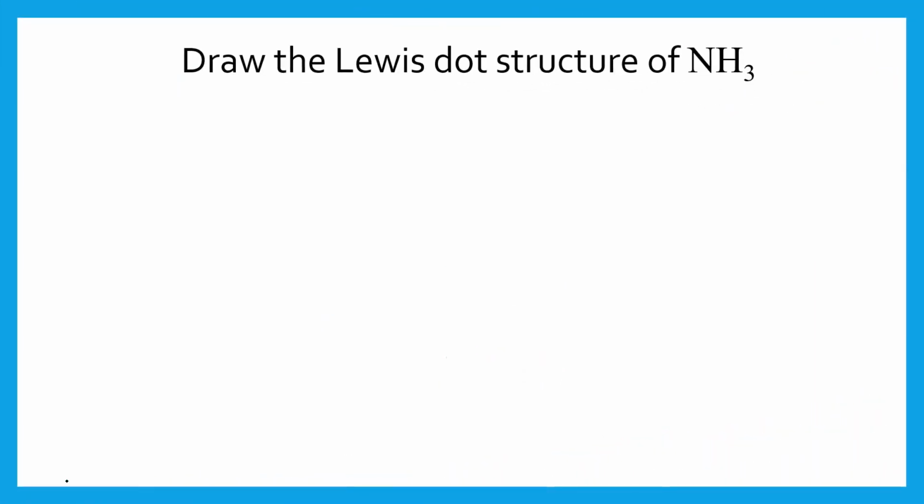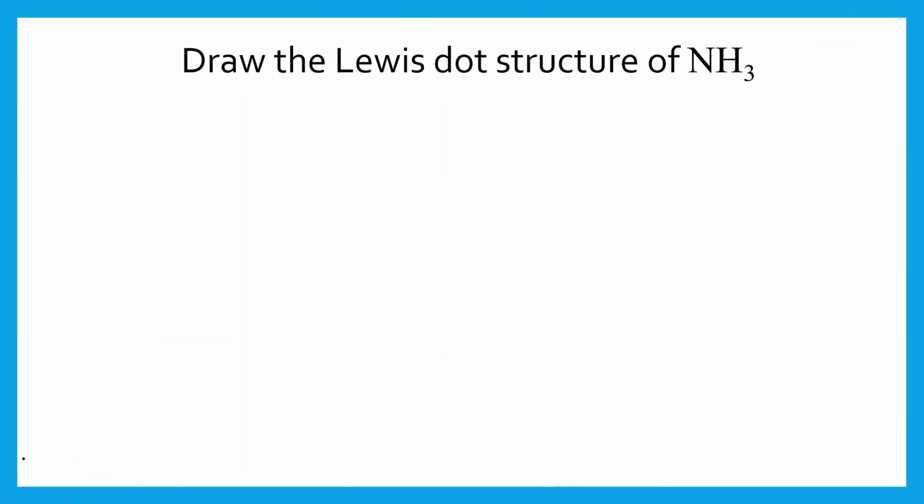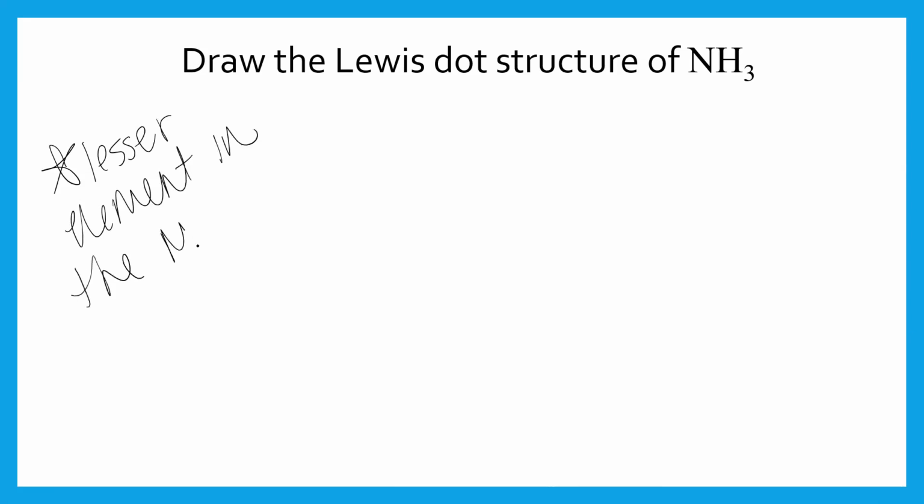NH3. So remember, you can always pause the video, work at your own pace, and then check your answer. I highly suggest that. Okay, we don't have a carbon, but once again, the trick is the lesser element goes in the middle. So we have 1 N and 3 H's. N has the least amount, so I'm going to put N in the middle, and you can put 3 H's on whatever side you want.